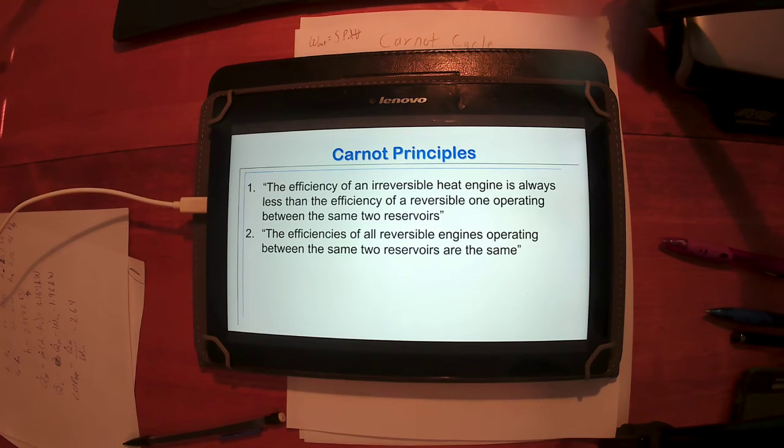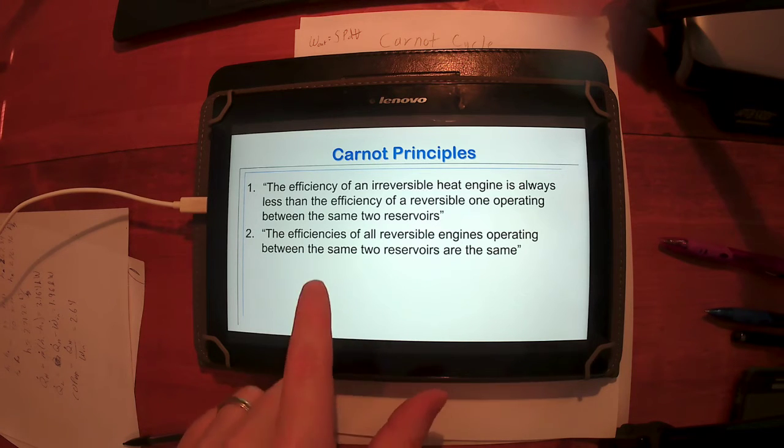So a couple of things come out of the development of the Carnot cycle, right? Two main corollaries, two main statements here. One is the efficiency of any irreversible heat engine, any heat engine you or I would construct. The efficiency of an irreversible heat engine is always going to be less than the efficiency of a reversible engine if it's operating between the same two temperatures, or the same two reservoirs.